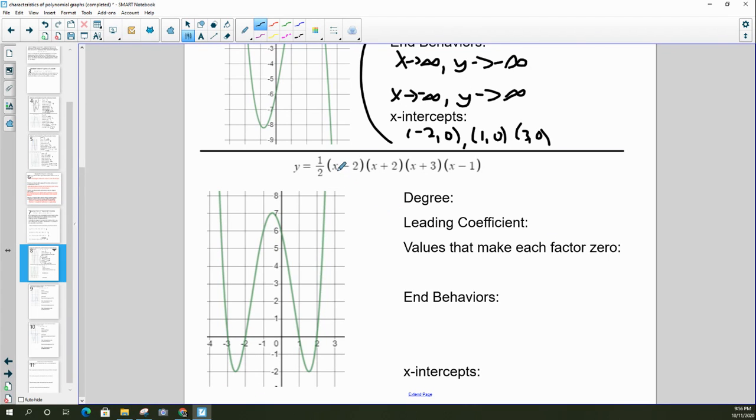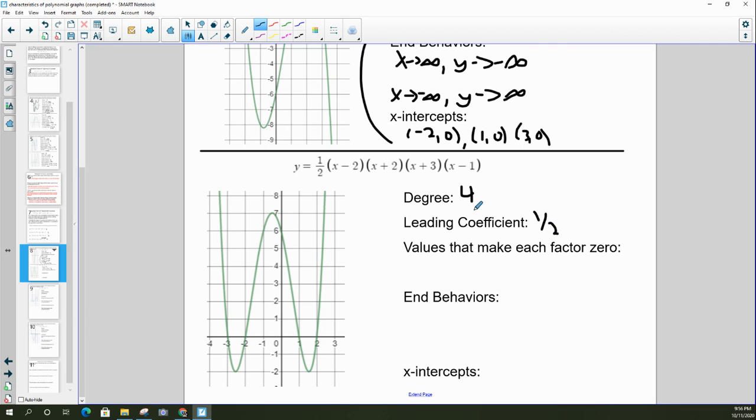All right, so here we have, okay, another one. So I'm just looking at this graph, okay, my end behaviors are both going up. My degree should be even. So let's take a look here. I got 1, 2, 3, 4. Okay, this does not have an x on it out here. This is just the leading coefficient. This is not a factor. All right, so my degree is 4. My leading coefficient is positive 1/2.